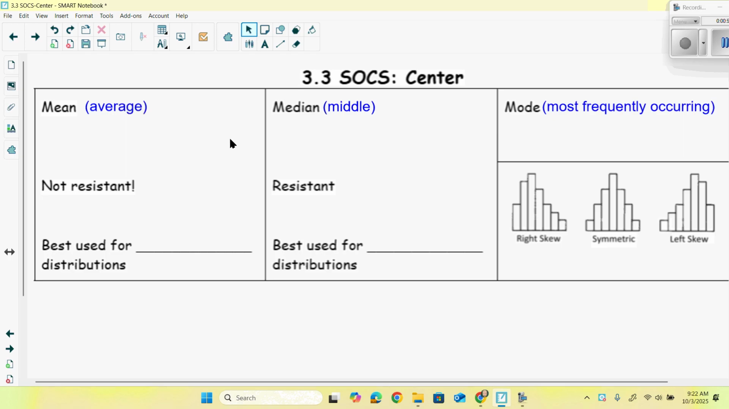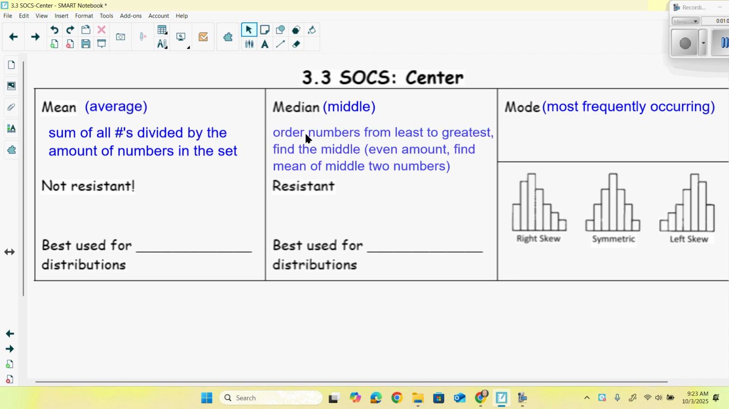Now, how we find the mean is the most work. What we have to do is add up, so sum means to add all the numbers, and then divide by how many numbers there were in the set. So if you have 12 numbers, you add up those 12 numbers to get some big amount, and then you divide by 12. That's called the mean.